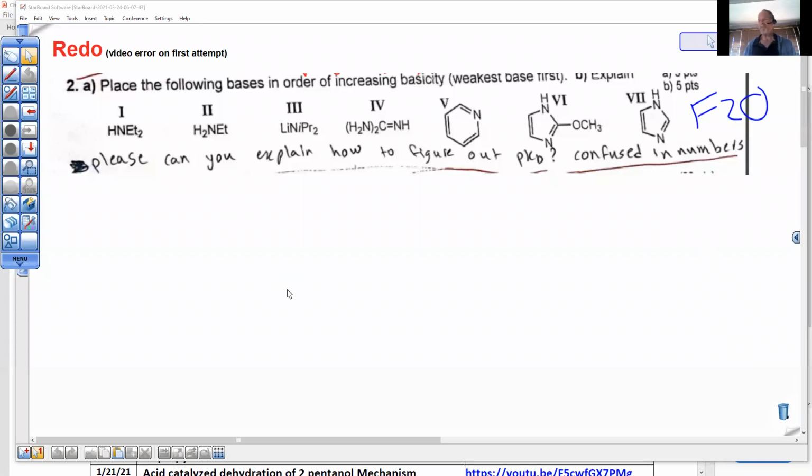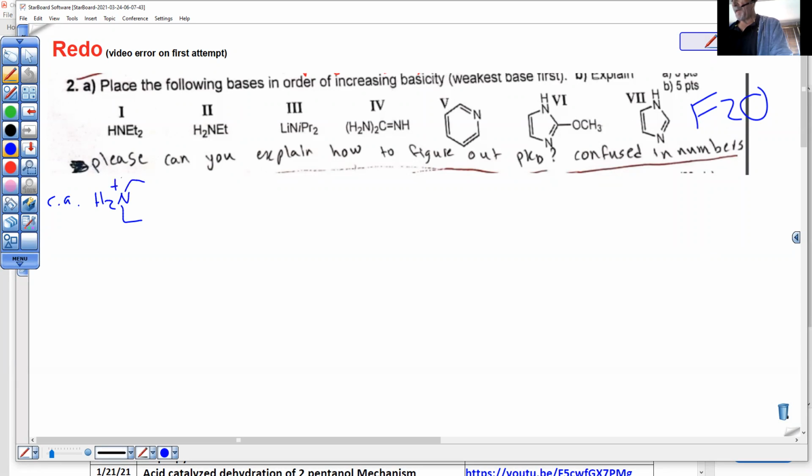Fall 20, test 3. We're supposed to place the following bases in order of increasing basicity, weakest base first, and explain. We need to look at all the conjugate acids when we do such questions. So let's just quickly run those by. We have diethylammonium ion. We have ethylammonium ion. We have diisopropylamine. And yes, this is LDA, lithium diisopropylamide.